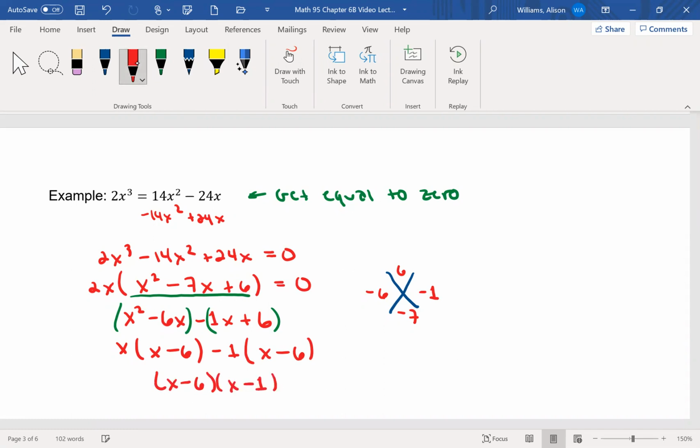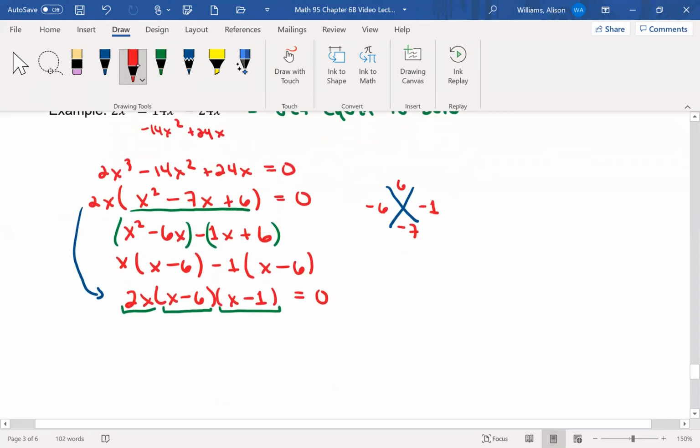Okay, now I'm going to bring down the 2x again, the GCF of 2x, and I'm going to go ahead and just set it back equal to 0 again now that I'm done factoring it. Okay, so on this one, I actually have 3 things. This piece right here, this piece right here, and this piece right there. So 3 things multiply to be 0. So I'm going to set all 3 of them equal to 0.